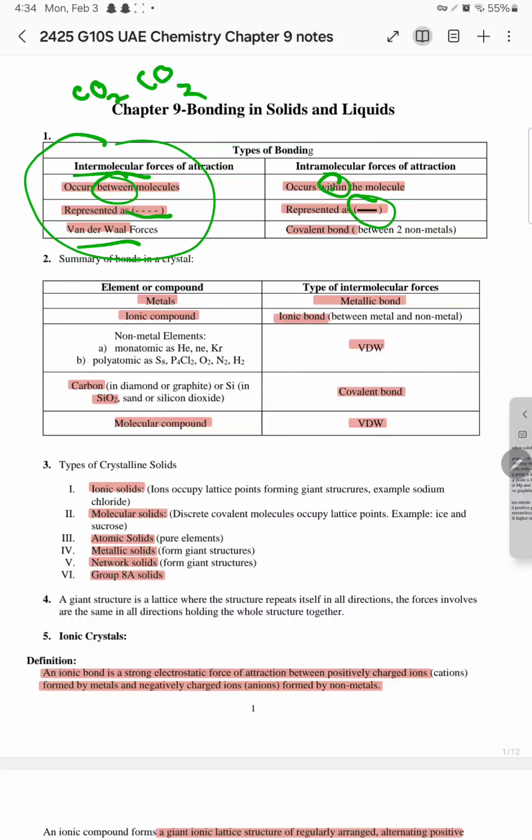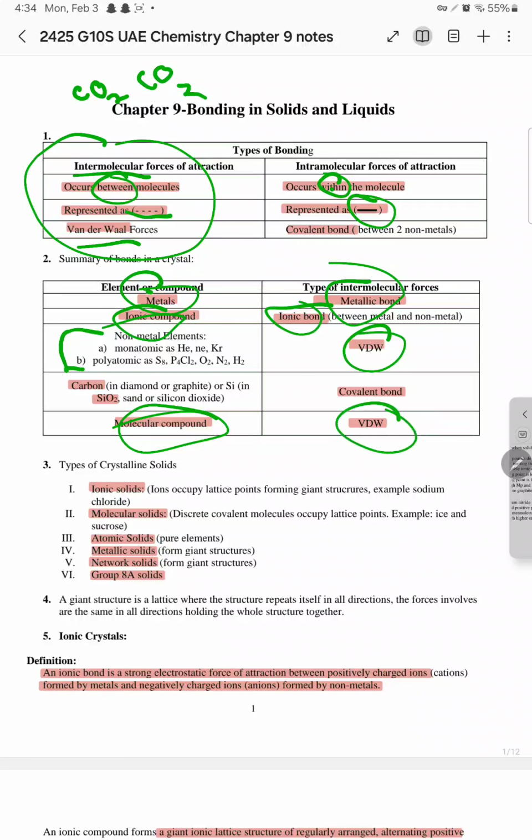Now, if it's in a crystal, you have metals, and between them you have a metallic bond. If it's an ionic compound, you have an ionic bond between them. If it's non-metal elements, like elements and polyatomic elements, which are made of more than one atom of each element, it's VDW. If it's a molecular compound, also VDW. If it's a network solid, which are only two examples, carbon and Si, specifically in SiO2, sand or silicon dioxide or quartz, it's a covalent bond.